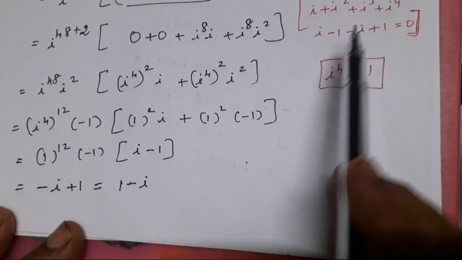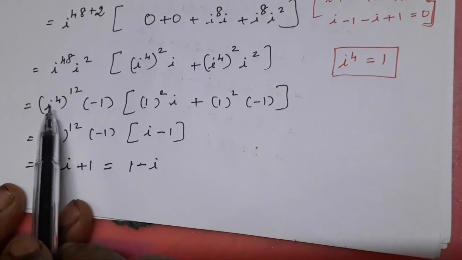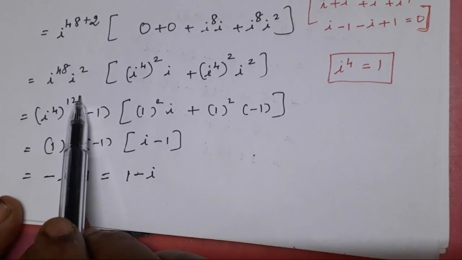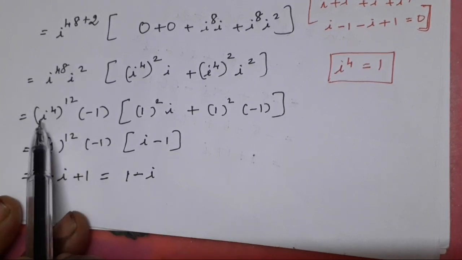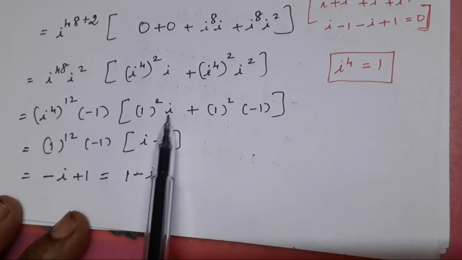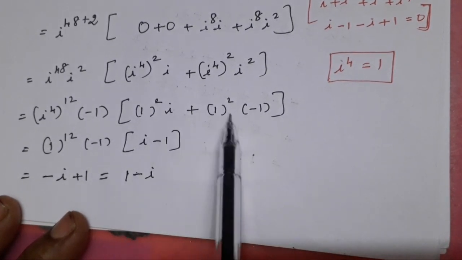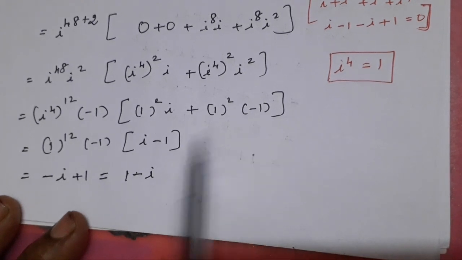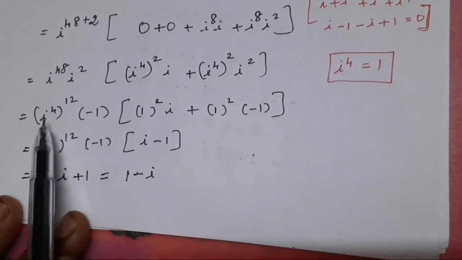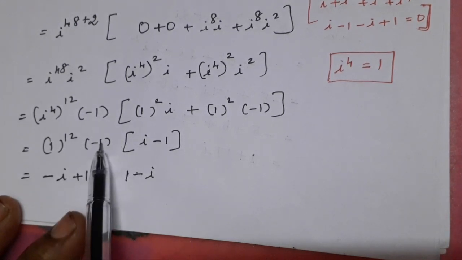See here, i power 4 is always 1. So i power 48 is rewritten as i power 4 the whole power 12, because 4 twelves are 48. i square is nothing but minus 1. So what happened? 1 square is 1, 1 into i is i. Here 1 square is 1, 1 into minus 1 is minus 1. So i power 4 is 1, and 1 power any number is 1. That is minus 1 outside, for minus 1 into i.